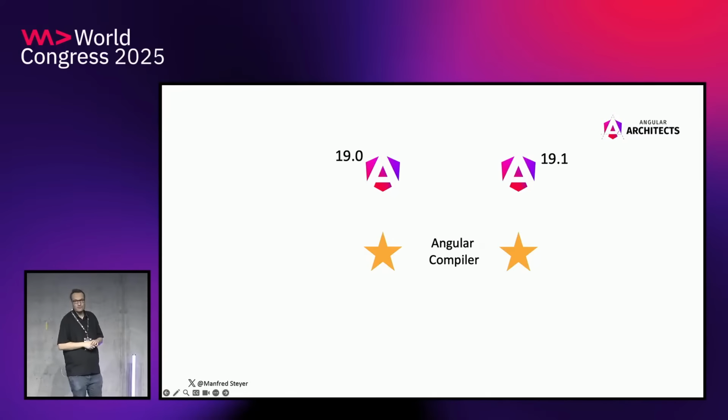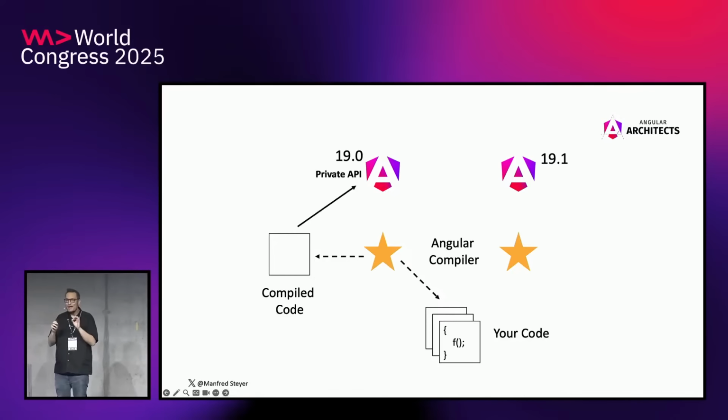And when this compiler is now compiling your source code, then it is emitting code, JavaScript code, low-level JavaScript code, that is bound to your very Angular version. And this binding points to the private API of your Angular version. The private API we as developers are not allowed to use. But the source code emitted by the compiler is allowed to use all those instructions.